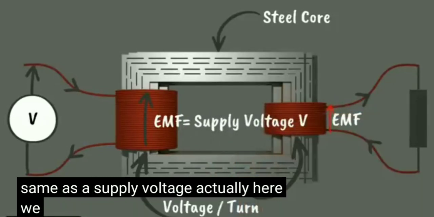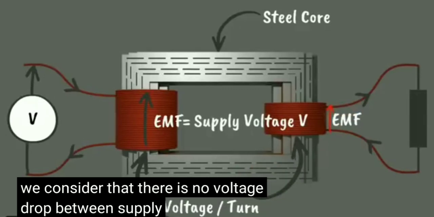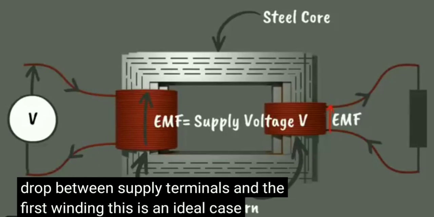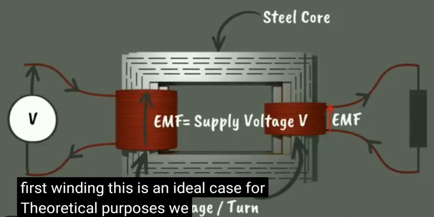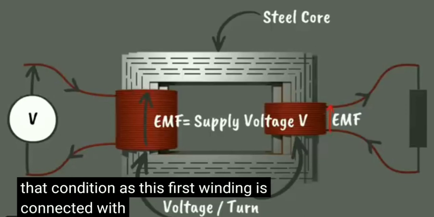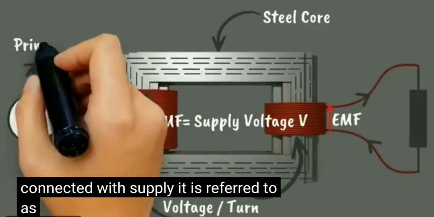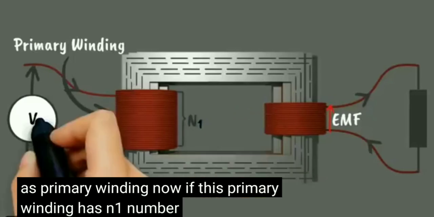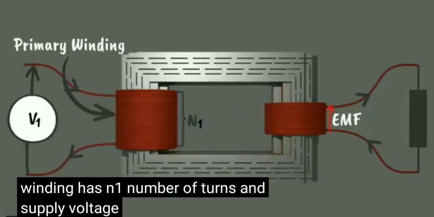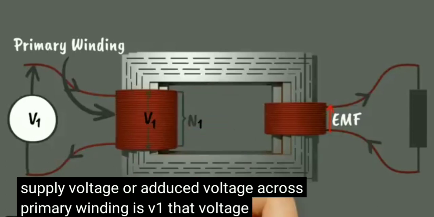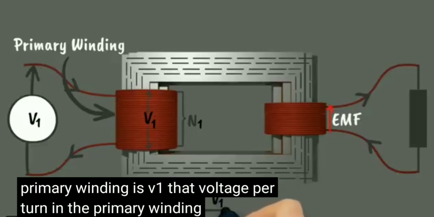Actually, here we consider that there is no voltage drop between the supply terminals and the first winding. This is an ideal case. For theoretical purposes, we will consider that condition. As this first winding is connected with the supply, it is referred to as the primary winding. Now, if this primary winding has N1 number of turns and the supply voltage or induced voltage across the primary winding is V1, then the voltage per turn in the primary winding is V1 by N1.